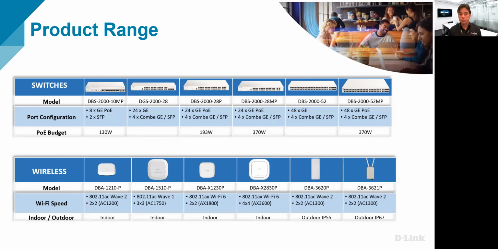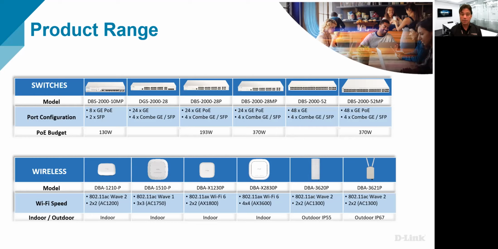If we look at the range of product, we've got a really comprehensive range of network switches and also wireless access points. So a mixture of PoE and non-PoE switches, which you can see here, all with a mixture of gigabit copper Ethernet ports, and then a mixture of SFP ports as well, 1 gigabit fiber ports also.